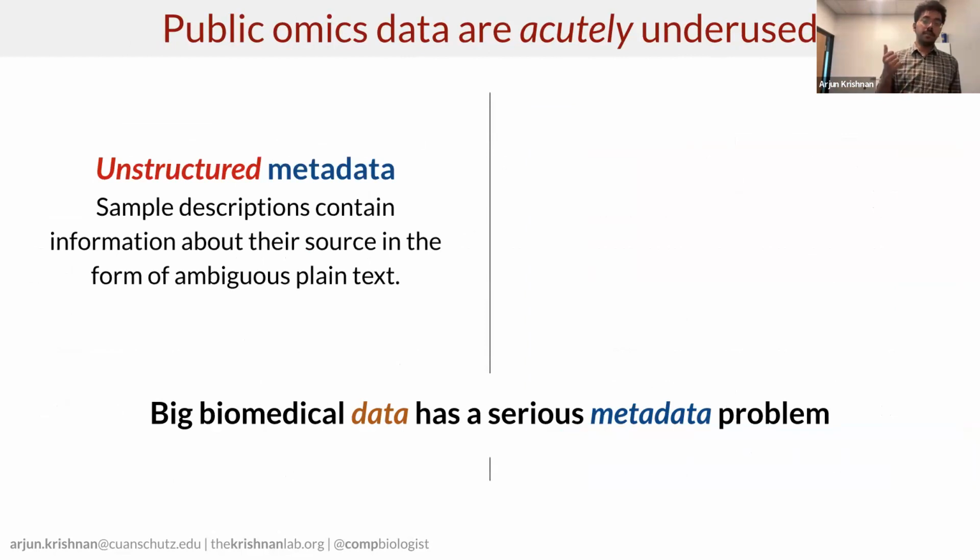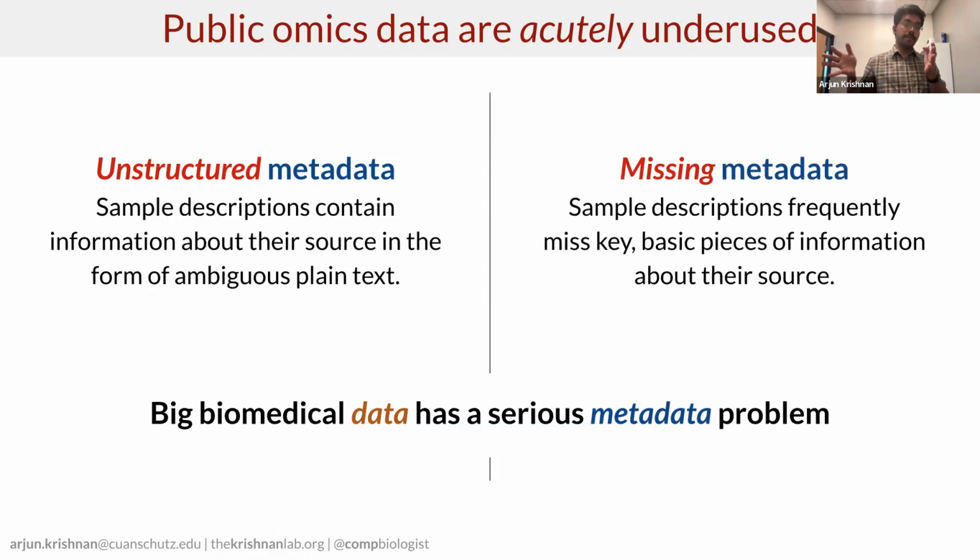The first is that the metadata, which is data of data, as somebody said, is highly unstructured, which means that there are descriptions of samples and experiments that contain information about the source in the form of some ambiguous plain text. I'll tell you what that is in a second.